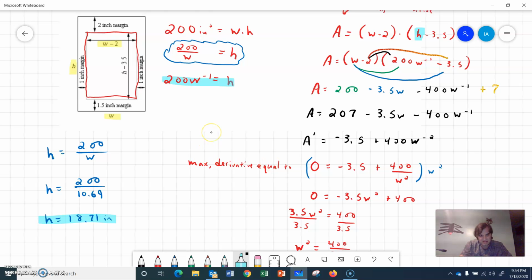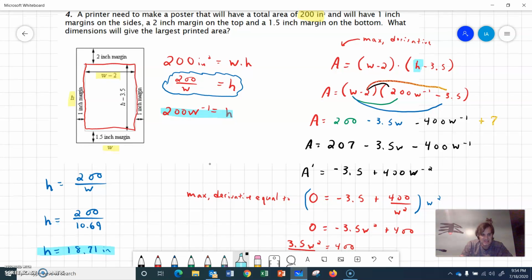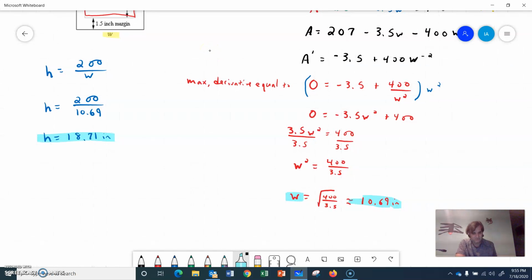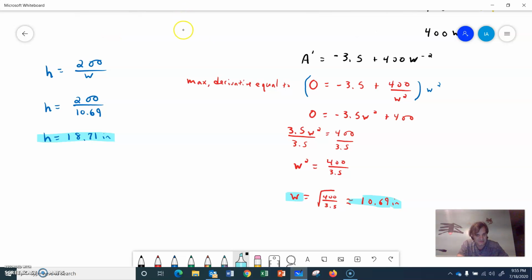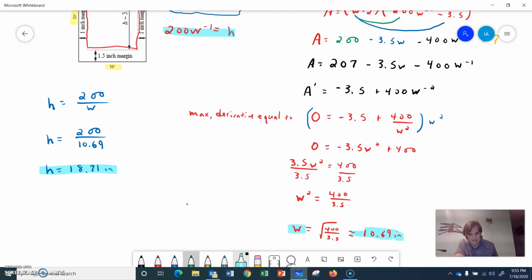And let's go back and make sure we answered the question here. It says, what dimensions will give the largest area? So that's the printed dimensions. So the printed, and it's pretty important that we print it the right way because we want to make sure the height and the width match up. So just to kind of put everything back together up here, H would be 18.71 inches and W would be about 10.69. And let's use the approximation there since we rounded off.